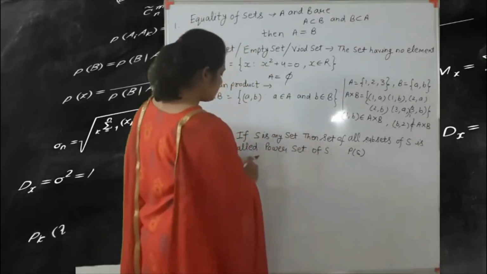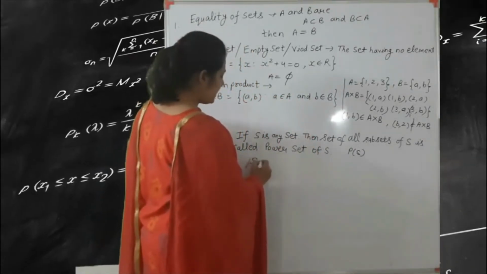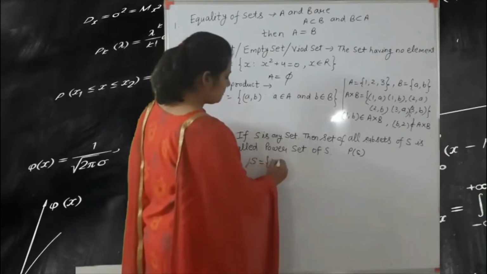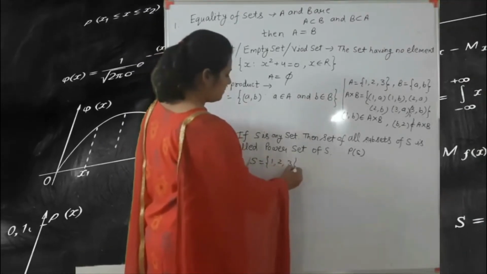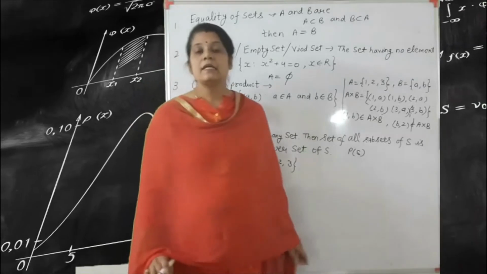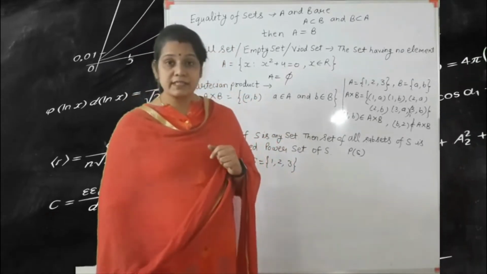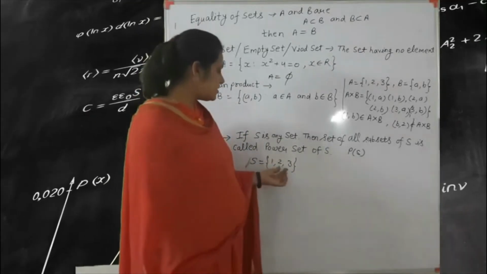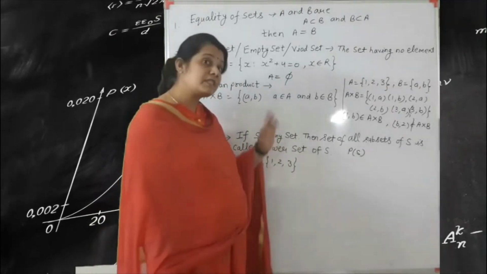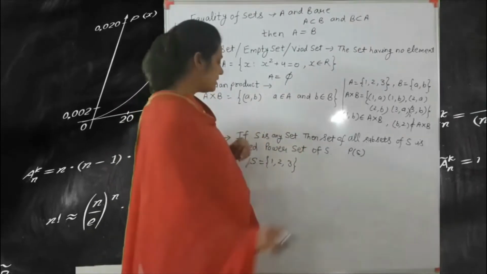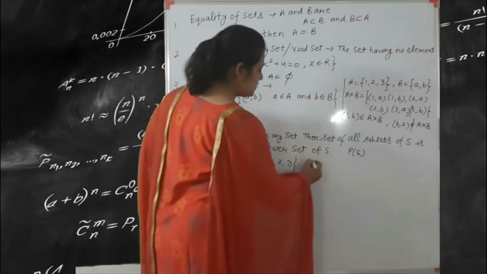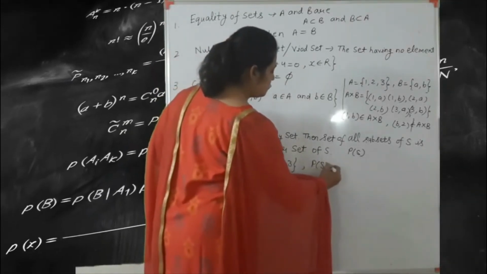For example, we have S equal to 1, 2 and 3. We have three elements. Capital S is equal to 1, 2, 3. So what is the power set? The power set means the set of all subsets of S. That means P(S) is equal to what?